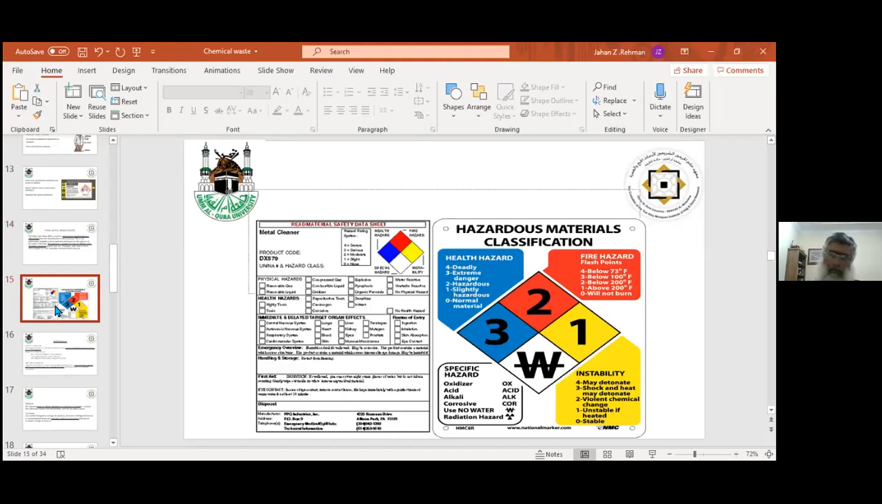Here we can specify what the health category of this is. It means it is in the first standard, second standard, third standard, or fourth standard of health. For example, I will tell you in the next stage: health hazard, fire hazard, specific hazard, or instability.